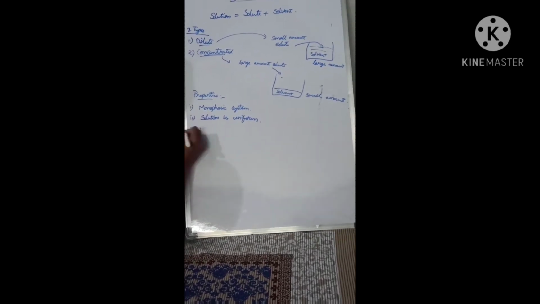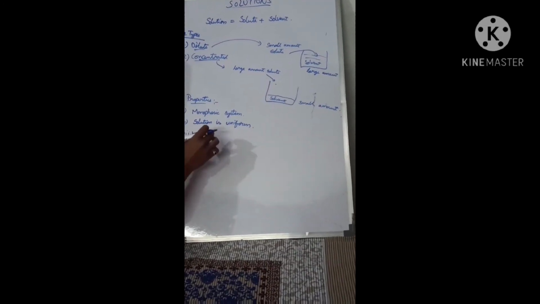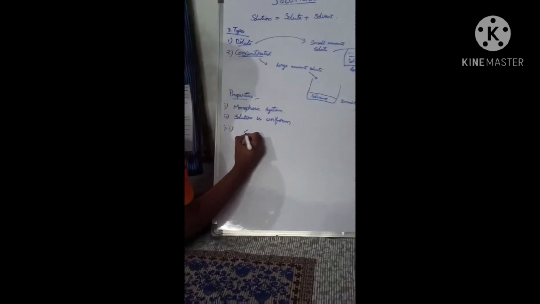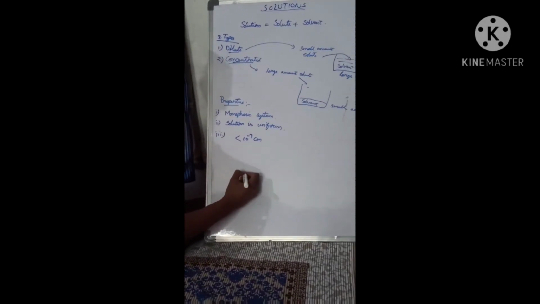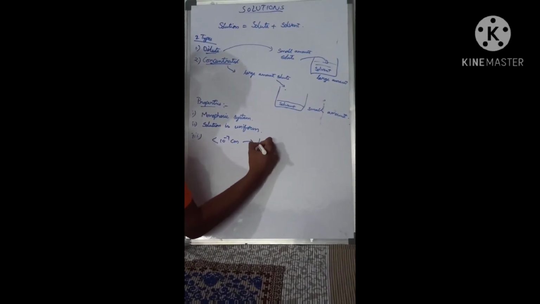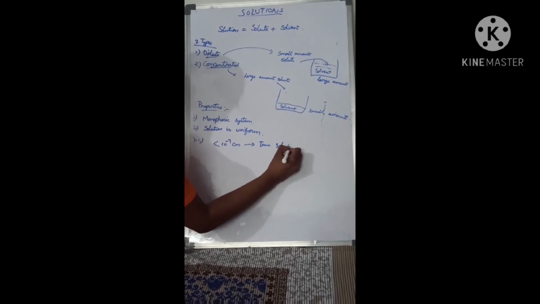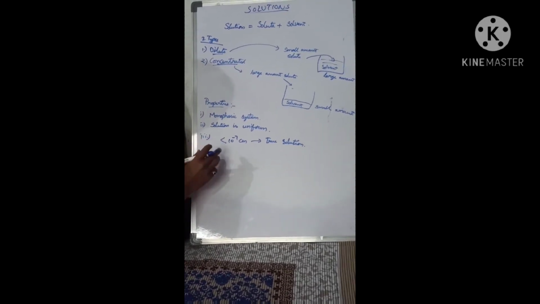Next, the third one is the size of the solute particles. If the size of the solute particles in a solution is less than 10 power minus 7 centimeters, then it is termed a true solution. These are some of the properties of solutions.